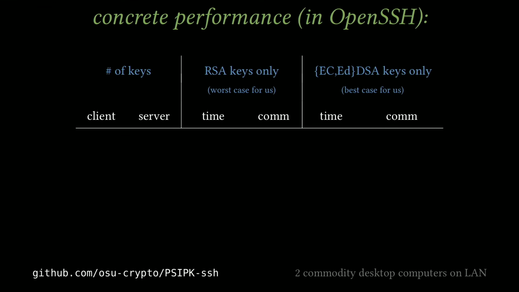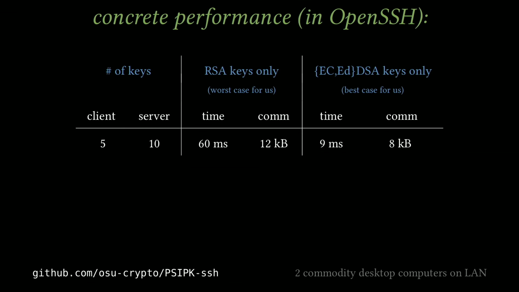So the worst case for us is if all of the keys in the system are RSA, and the best case for us is if all the keys in the system are ECDSA. We didn't find much difference between ECDSA and EdDSA. They're basically the same. So I'll present the best and the worst case performance of our protocol here. A typical scenario is, you can imagine a client with 5 keys connecting to a server that has 10 keys. That sort of describes my experience connecting to GitHub using SSH.